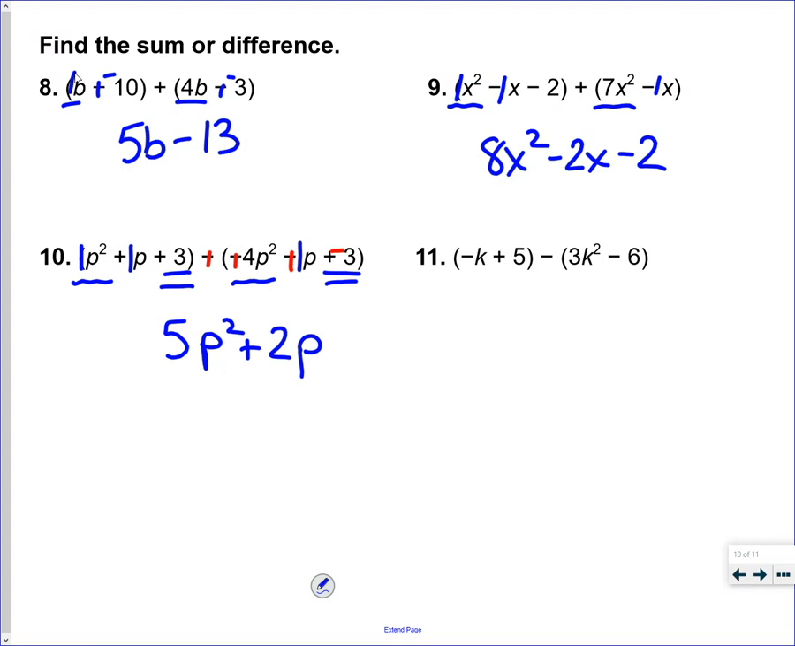And again, we're going to add and then opposite, opposite. So I have negative 3k squared, my biggest exponent. Then I have just this regular subtracting k. And then the only things that match are this 5 plus 6.